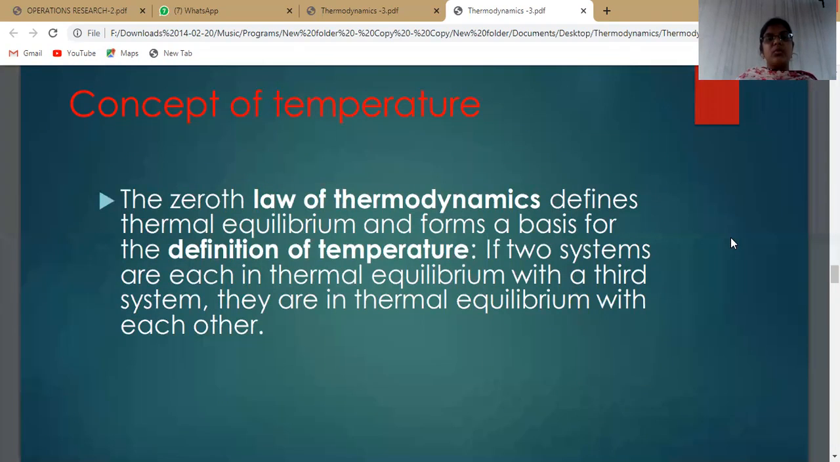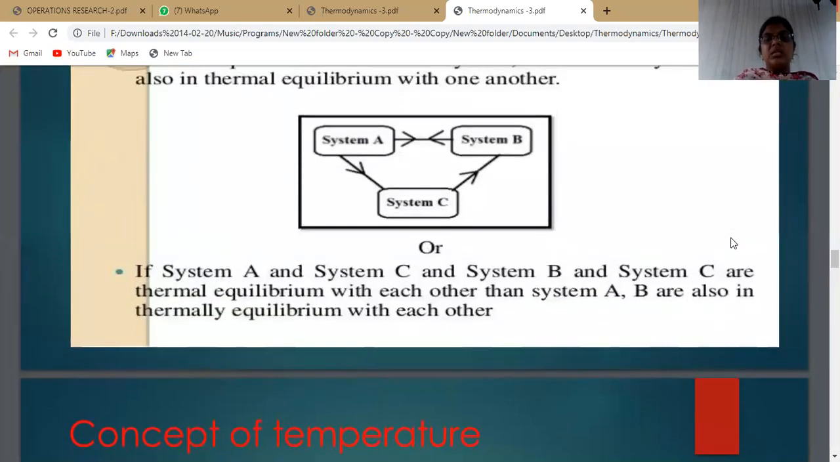The concept of temperature. What is the concept of temperature? The zeroth law of thermodynamics defines thermal equilibrium and forms the basis for the definition of temperature. If two systems are each in thermal equilibrium with a third system, then they are in thermal equilibrium with each other, which means system C is there.